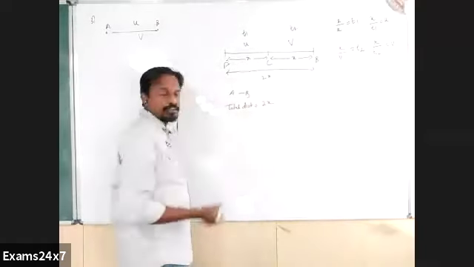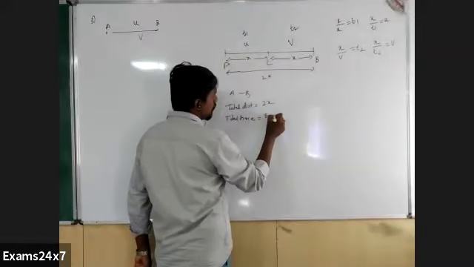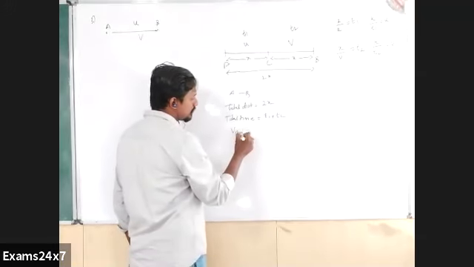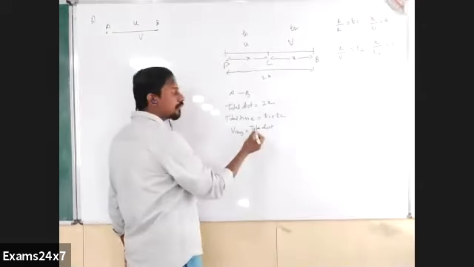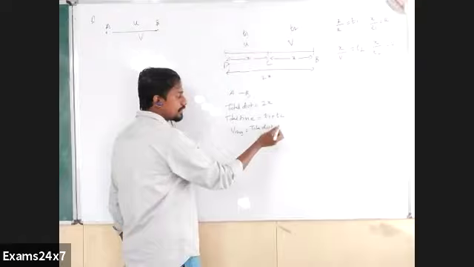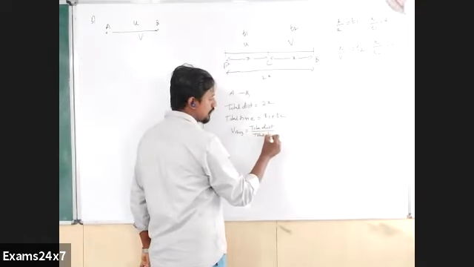2x. What's the total time taken? Total time t1 plus t2. What is v average? If it is speed, total distance. If it is velocity, total displacement by total time.